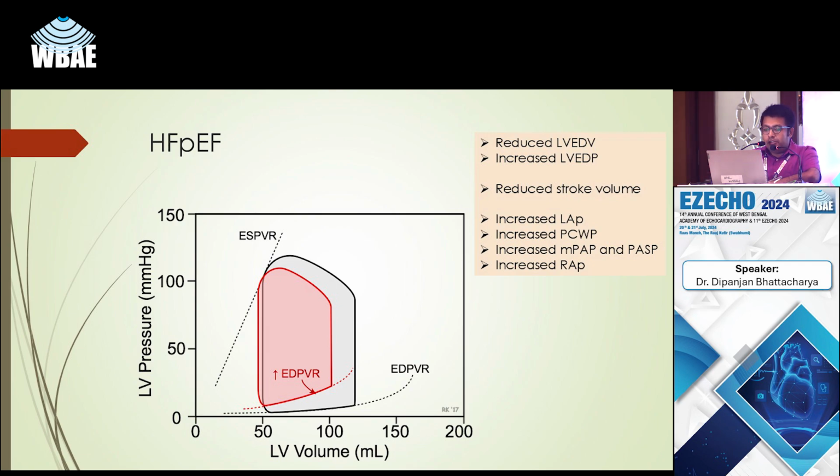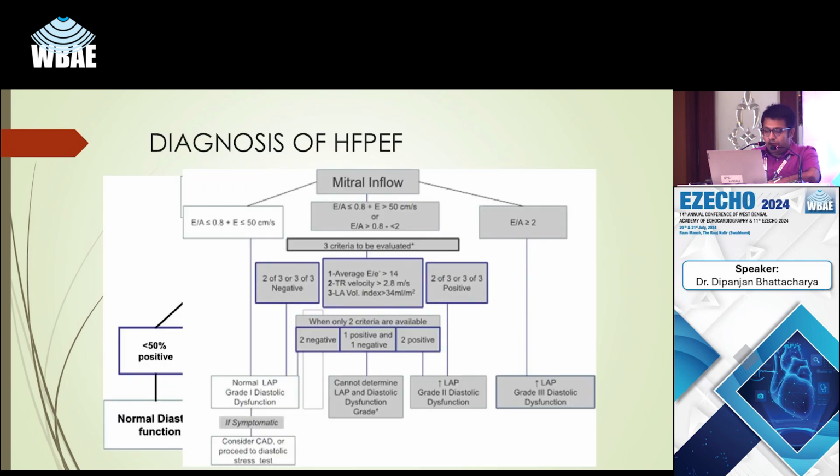And this is the PV loop which is seen in patients with HFpEF. As compared with the normal person, the LV end diastolic pressure goes up, the LV end diastolic volume comes down, and the stroke volume also comes down. So this is the summary of the hemodynamics, what happens in patients with heart failure with preserved EF.